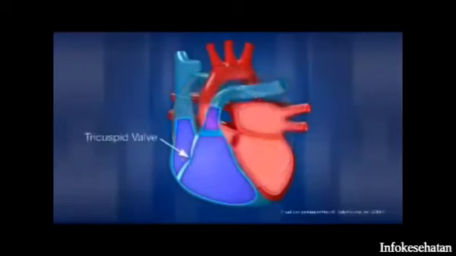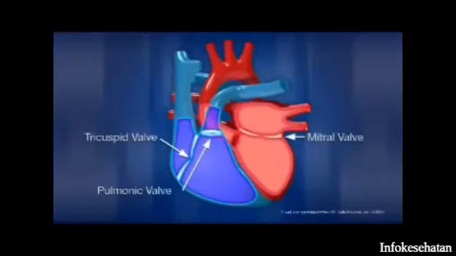The tricuspid valve is positioned in the heart's right side, between the right atrium and right ventricle. The pulmonic valve separates the right ventricle from the pulmonary artery. The mitral valve is positioned in the heart's left side, between the left atrium and the left ventricle, and the aortic valve separates the left ventricle from the aorta.